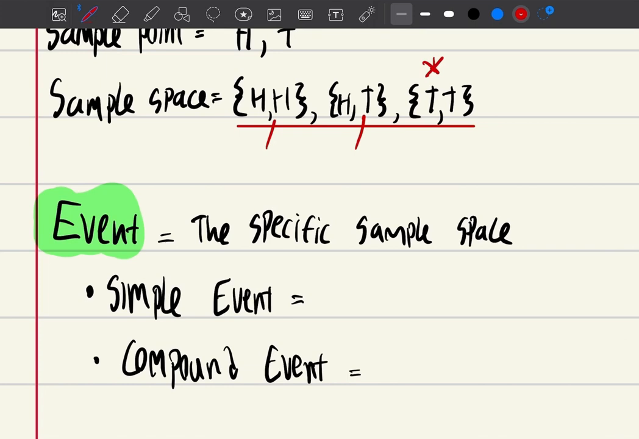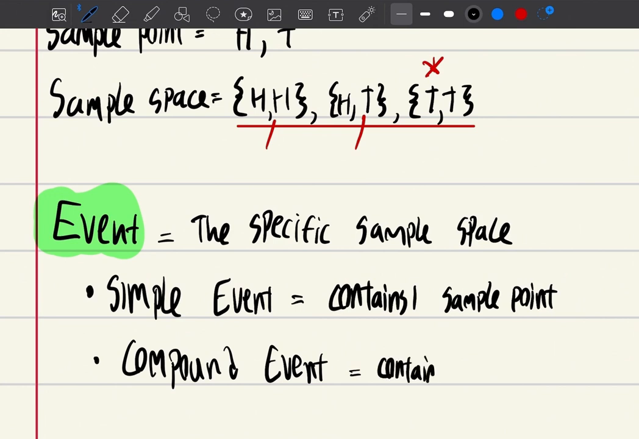The simple event is the event that contains only one sample point. But a compound event contains two or more sample points.